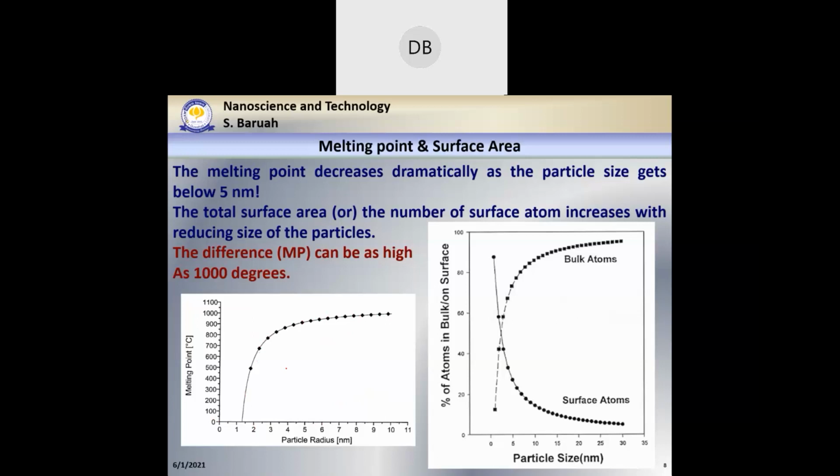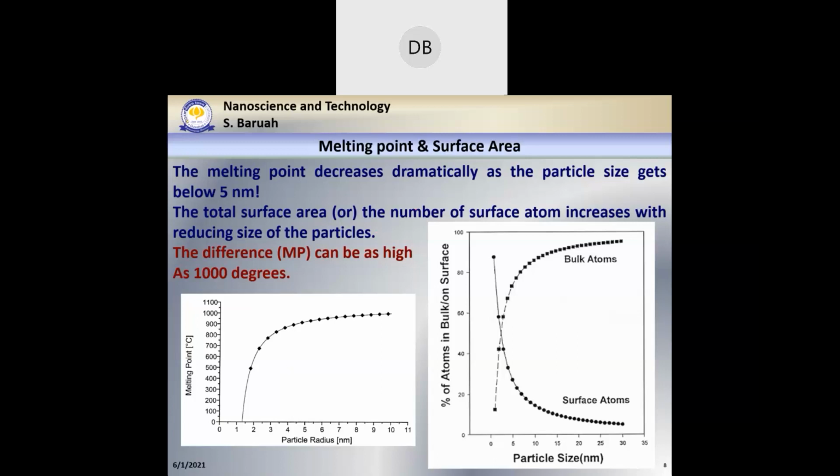A typical material, suppose it melts at 1000 degrees at the bulk scale, at less than 5 nanometer size might even melt at 200 degrees centigrade. So that's the difference, but the material is the same. There's no difference in the material, only the size is small.